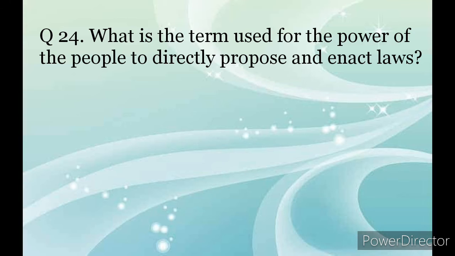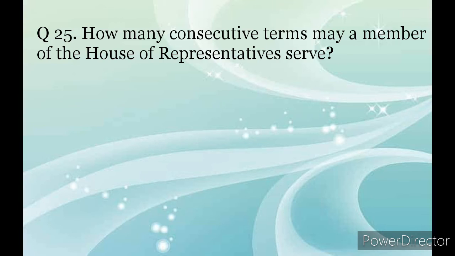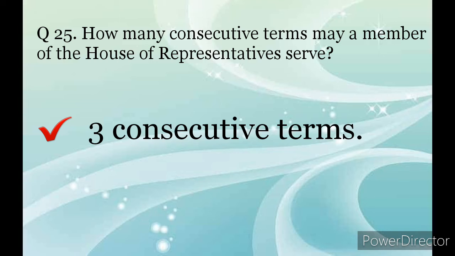Question 24. What is the term used for the power of the people to directly propose and enact laws? Answer. Initiative. Question 25. How many consecutive terms may a member of the House of Representatives serve? Answer. 3 consecutive terms.